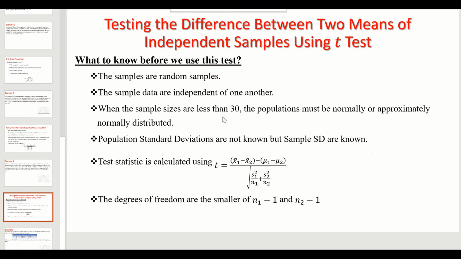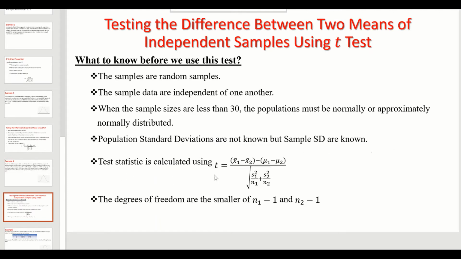Third, if the sample size is less than 30, in that case, both populations must be normally or approximately normally distributed. That's the third condition. Next, population standard deviations are not known, or the sigmas will not be given to you. Instead, the sample standard deviations for the two samples, s sub 1 and s sub 2, will be given to you. Once you know that, in order to perform the hypothesis test, we are going to calculate the test statistic.